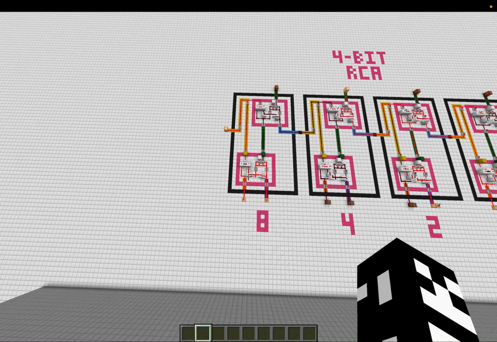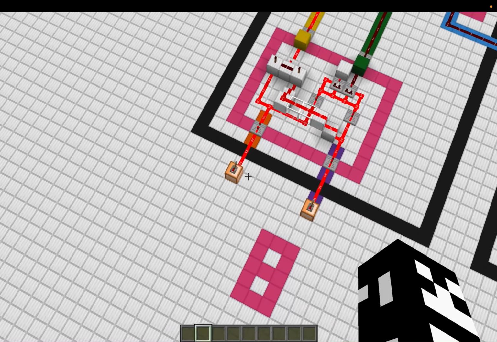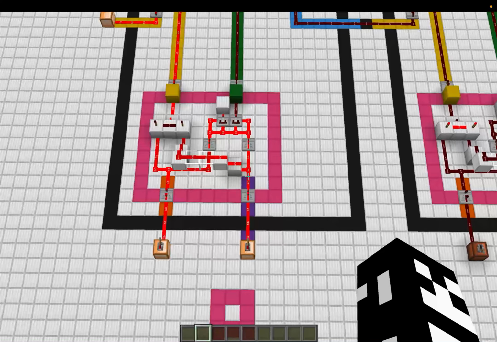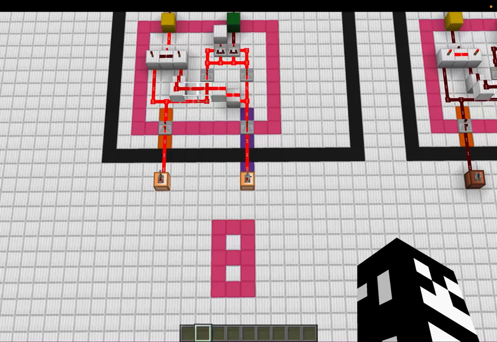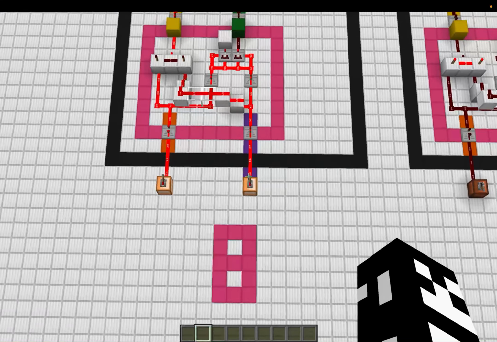Our first number is number 9, so this is 8 plus 1, again 8 plus 1. We have 9. These lamps are off, and our second number, marked in purple, is 11. 8 plus 2 and 1. 1 plus 2 is 3, plus 8 is 11.